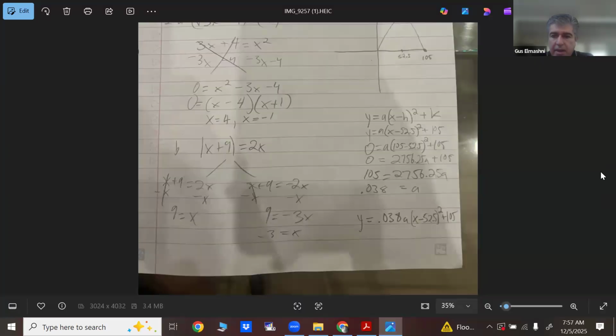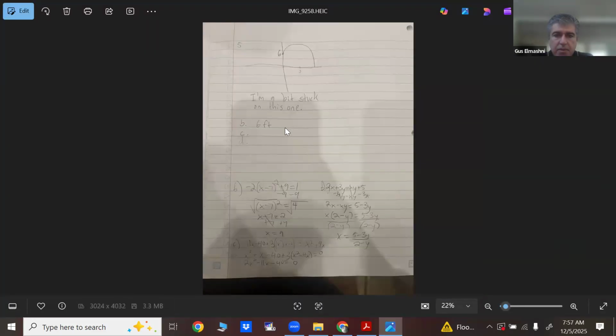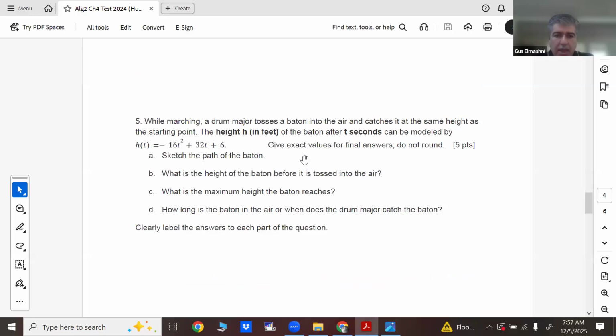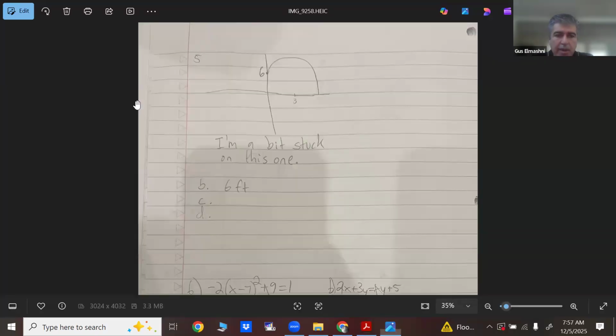For 5, okay, let's see here. You have the y-intercept correct. Okay, you got to do negative b over 2a. You're not doing that. Remember, you got to do negative b over 2a, right? If it's a standard form, negative b over 2a. So it's negative 32 over 2 times 16.